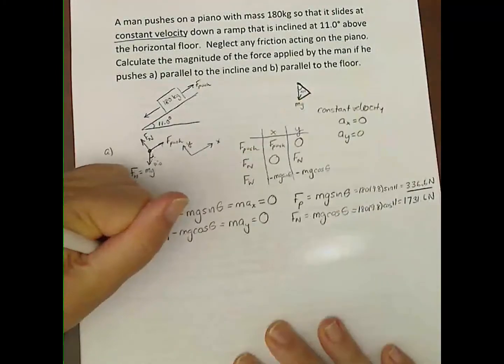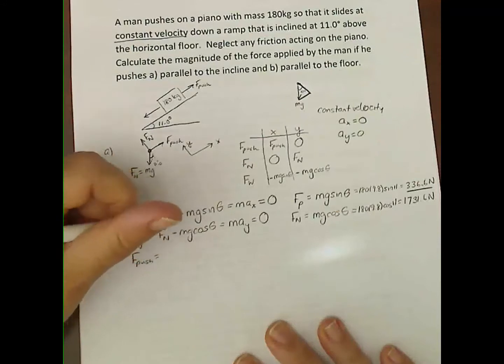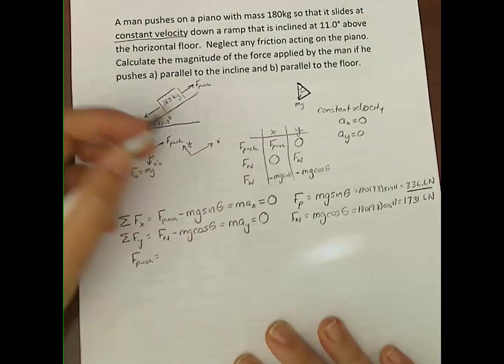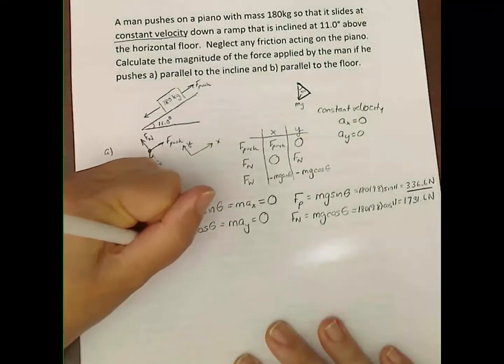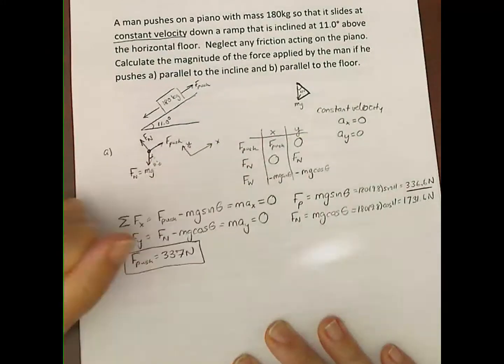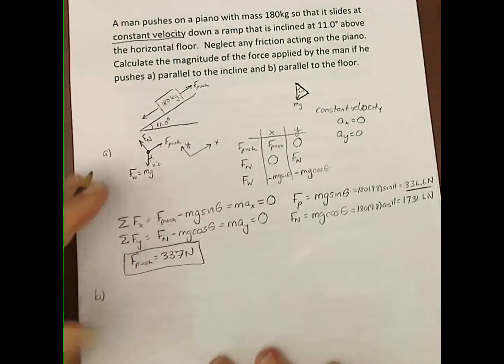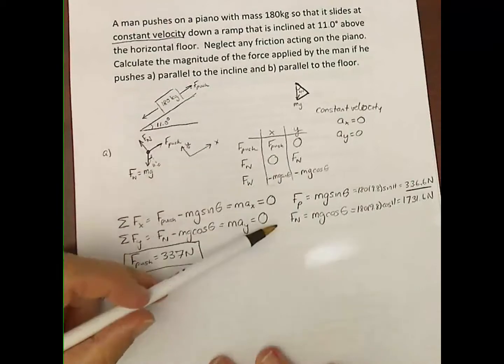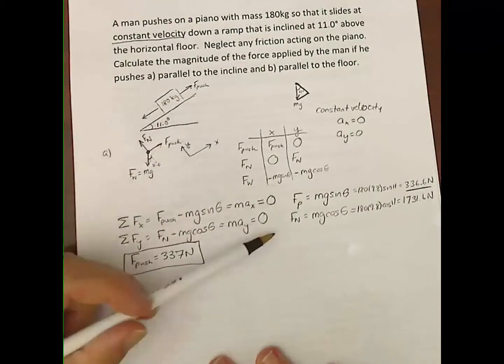In part A, I'm only asked for how hard he pushes, so I need just the force of the push, and I need to round that off to 3 significant figures, so I've got 337 newtons. Okay, so that's part A, and you notice I didn't even have to find the normal force. We weren't asked for that, but we got it anyway.